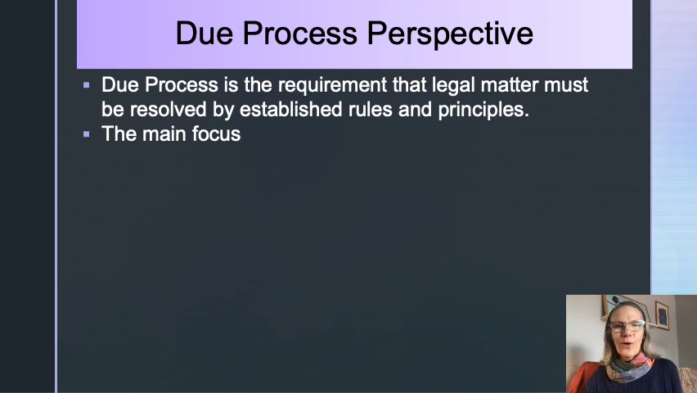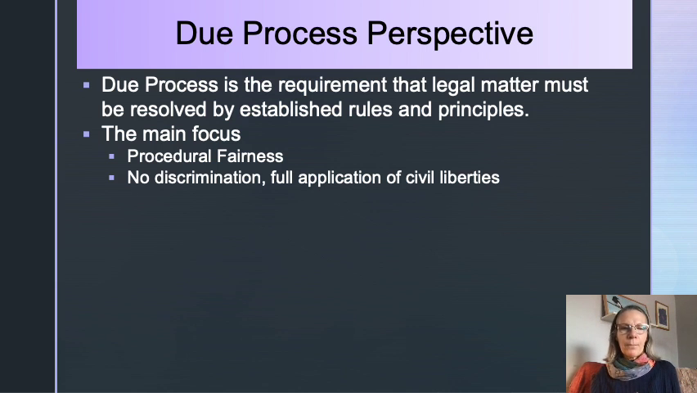And so the main focus of the due process perspective is procedural fairness. It is basically applying all of the civil liberties that are associated with procedural fairness, to bring those to bear when it comes to the criminal justice system in the United States. And so, those who abide by the due process perspective want to make sure that searches are based on probable cause and that the legal procedures for searches are covered.